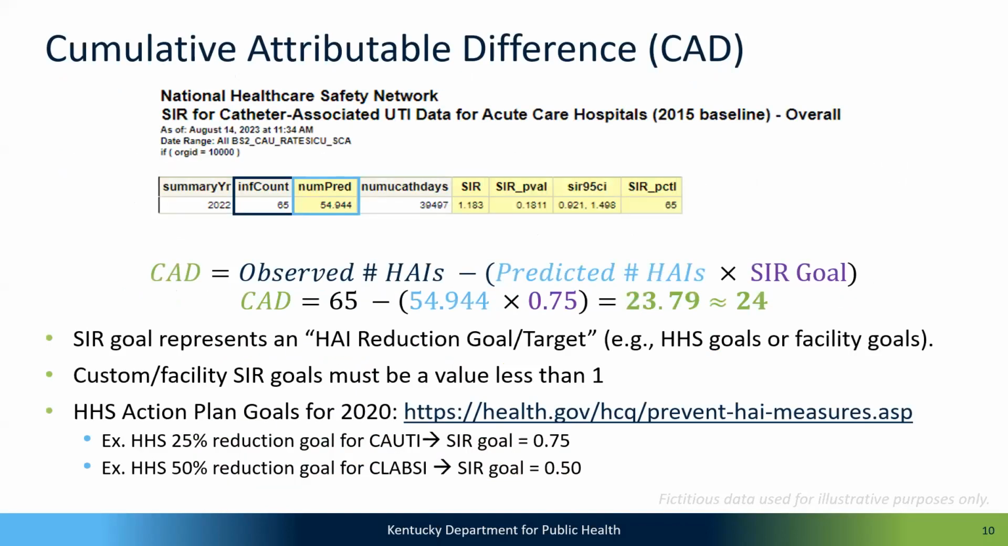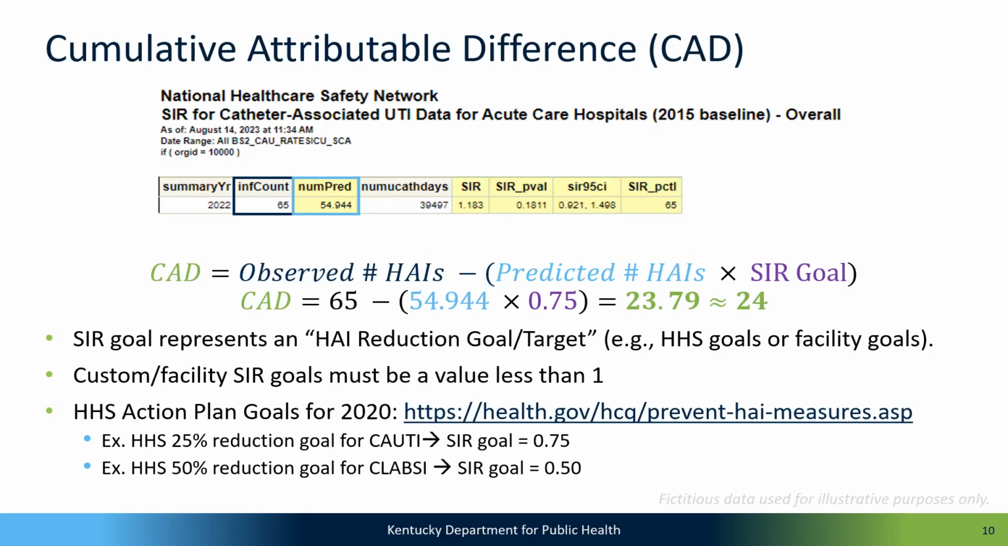Now let's take a look at an example. Using the same CAUTI SIR report as before, we have 65 observed infections in 2022 and 54.944 predicted infections. We are wanting to achieve the HHS CAUTI goal of an SIR of 0.75. After calculating, we have a CAD value of 23.79, which would equate to 24 excess infections.